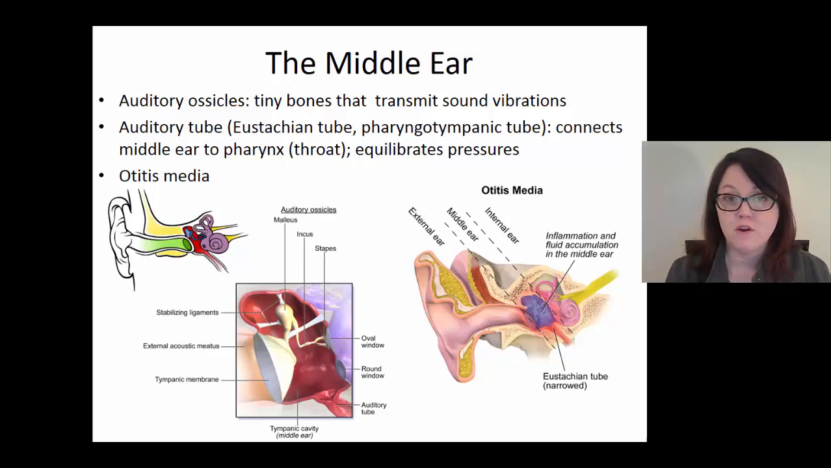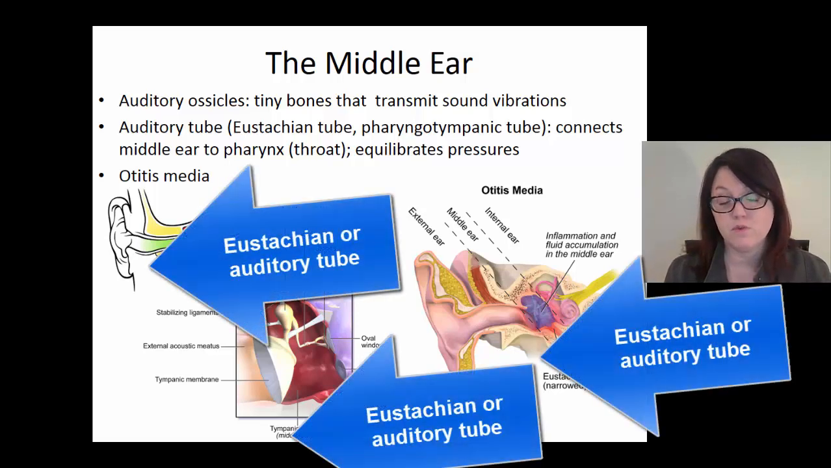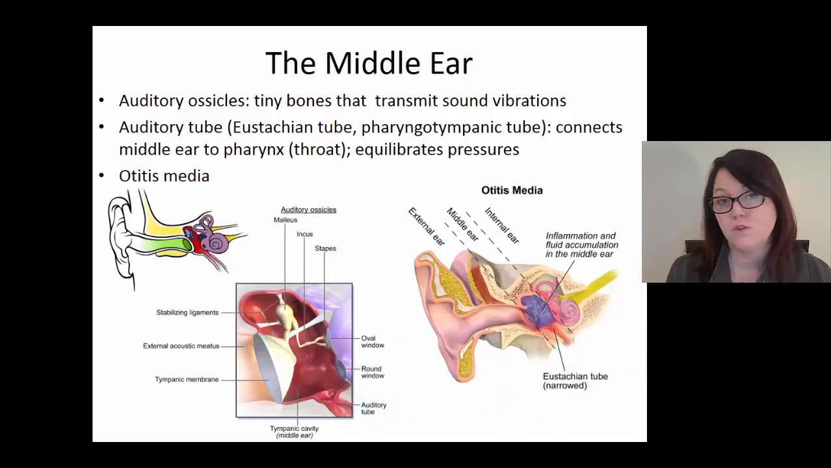Also in the middle ear, we have the auditory tube, which is a tube that leads from the middle ear to your pharynx or throat. And this is important for allowing the equilibration of pressure. These vibrations that enter into the ear need to leave the ear, and they leave through the auditory tube. The auditory tube is also known as the eustachian tube or the pharyngotympanic tube.